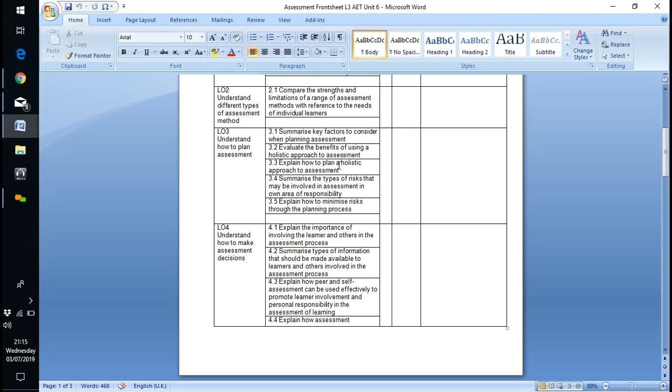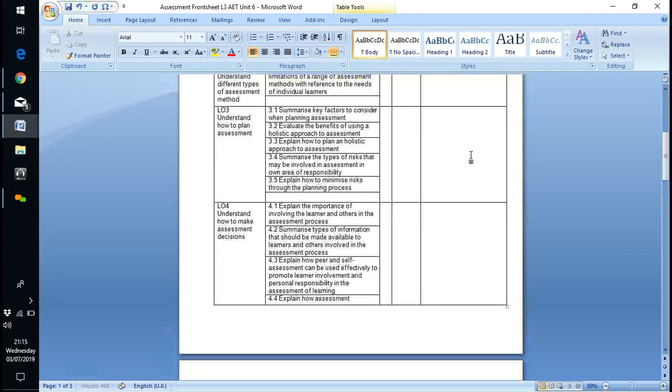I don't know whether I can alter this one. I think I can. That's correct. Now, it's not a holistic approach. So there's some information on that actually on the VLE. I think I was in the process of just going through that information, and again, it's the benefits of using a holistic approach. I'll have to put that in again. Sorry.